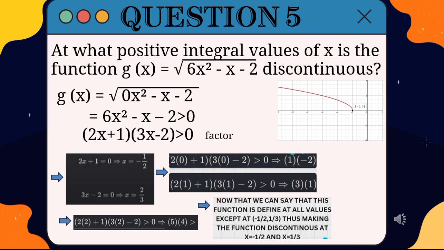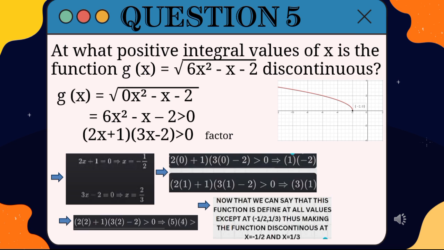Alright? Next. Oh, by the way, this is negative 1/2 and positive 2/3. What about over here? This is positive 2/3 and positive infinity. So 2 times 2 plus 1 is 5. 2 times 3 minus 2 is 4, because 2 times 3 is 6, minus 2 is 4. So 5 times 4 is 20. Yes, greater than 0, of course.